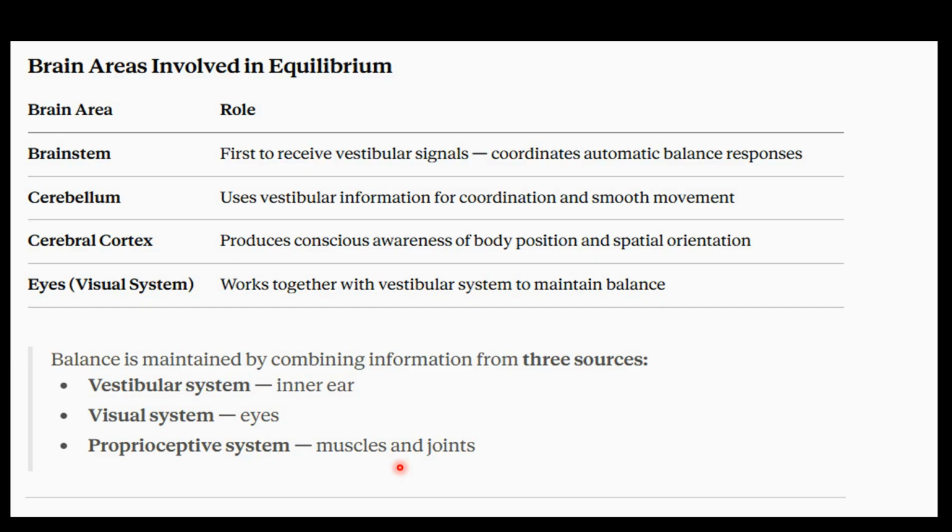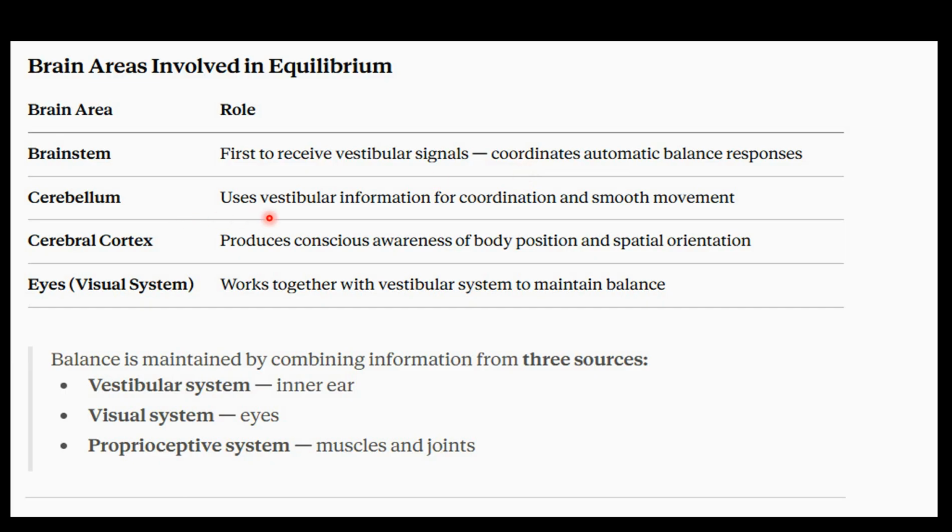Now it's time to understand some of the brain areas that are involved in equilibrium. So here you can see I have noted down 4 brain areas. First is brainstem, then cerebellum, then cerebral cortex, then eyes and visual system. The brainstem is the place that first receives the vestibular signal and coordinates the automatic balance responses. Okay, so this is brainstem.